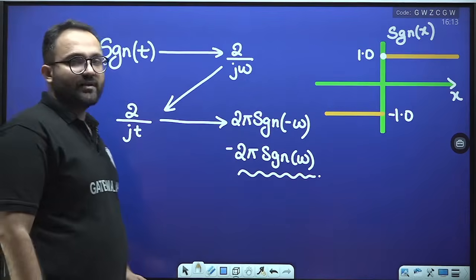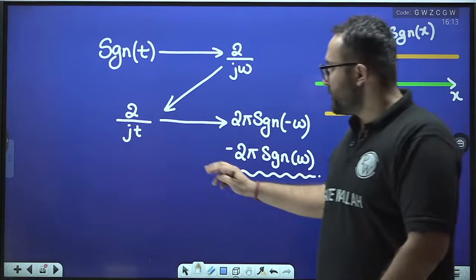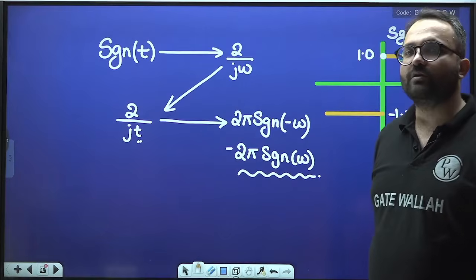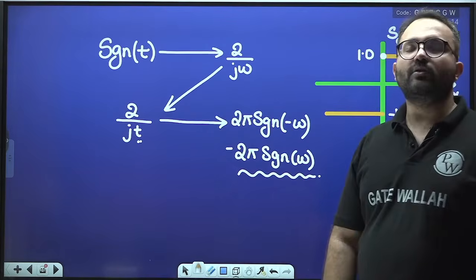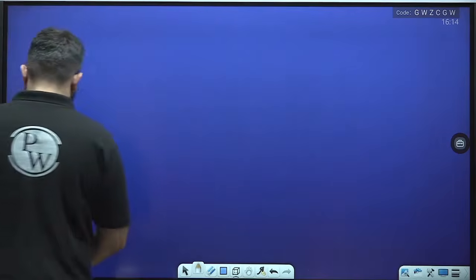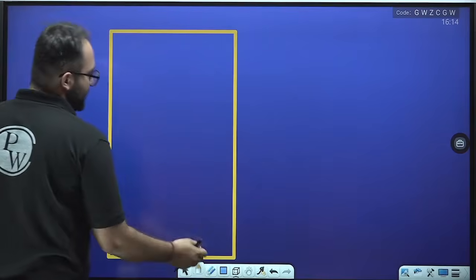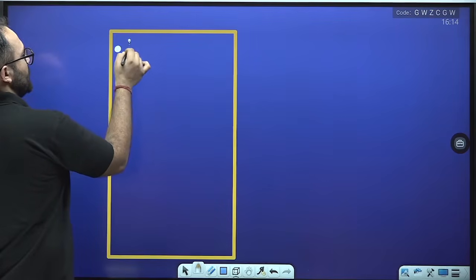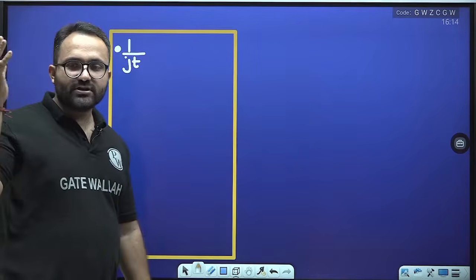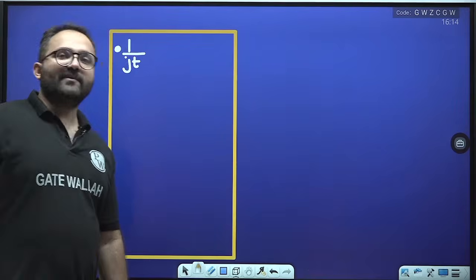These results are very important using duality, because in the exam if you have to find out the Fourier transform of this signal, you will not be able to find it out because this integration will be very complicated. So you have to remember the result. There is no other option available. Whenever any signal is like this, 1 upon jt, you recall the Fourier transform of Signum t and apply duality.